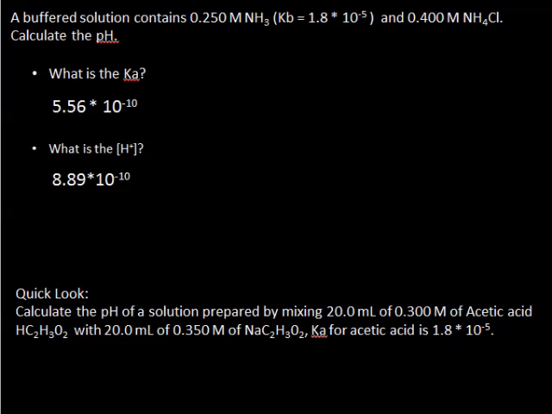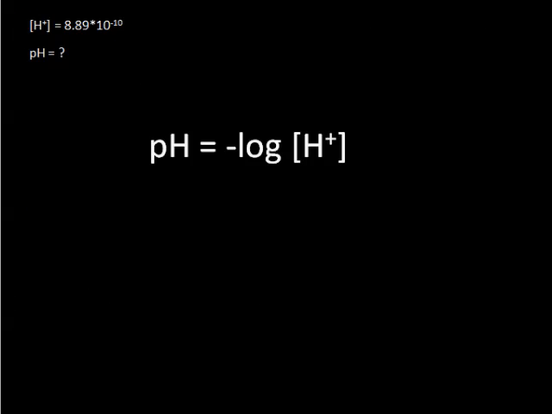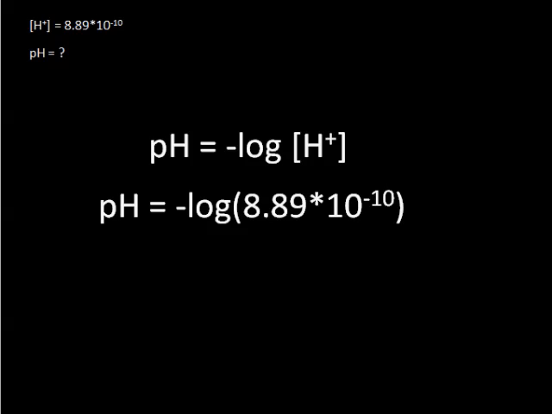And now, since it wants the pH, the final thing to do is solve for the pH. And since you have the H plus concentration plugged into the pH equation, you get 9.051 as the pH.